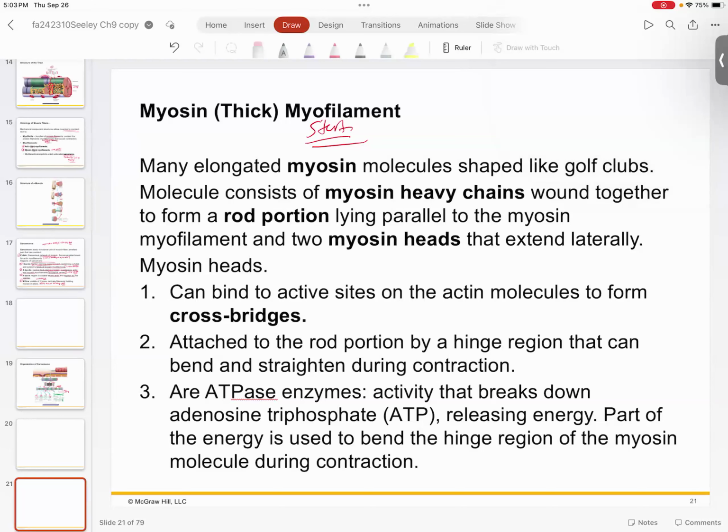And now we're looking at the myosin. So the myosin is basically kind of a long shaft-like protein. It's thicker in diameter than the actin, and so it has essentially a shaft-like portion of it called the rod. And then at the tip of it, it has kind of like a hinge and then a little head group. So there's like a hinge and then the actual myosin head.